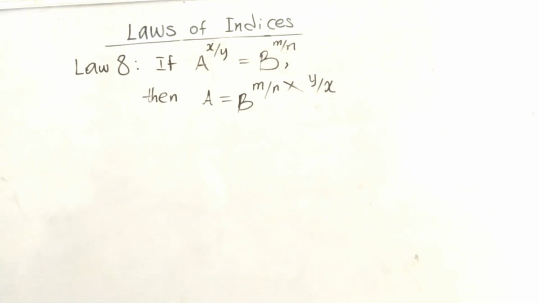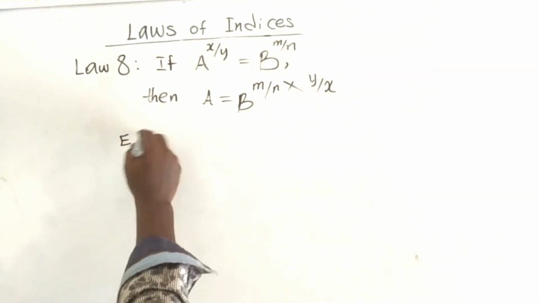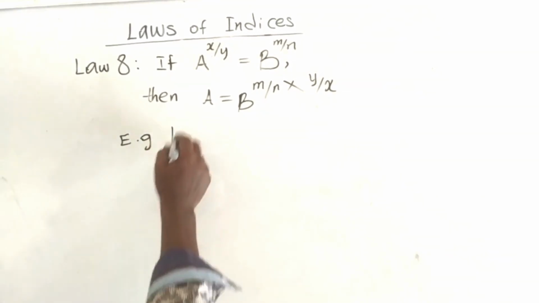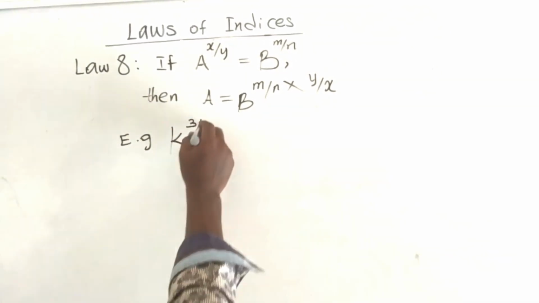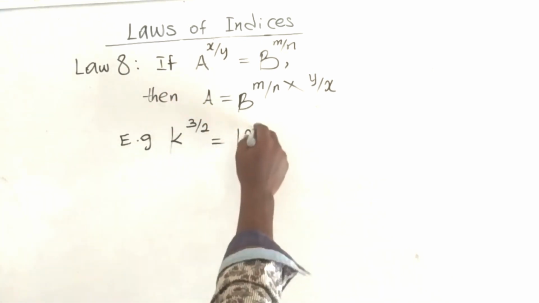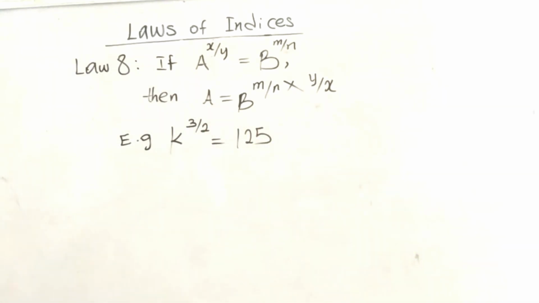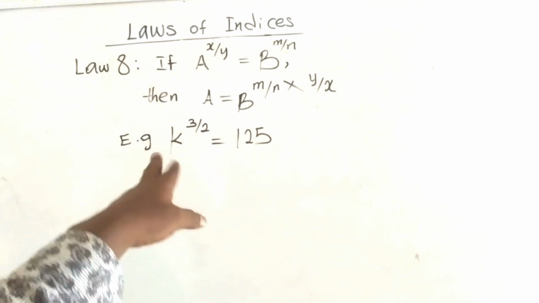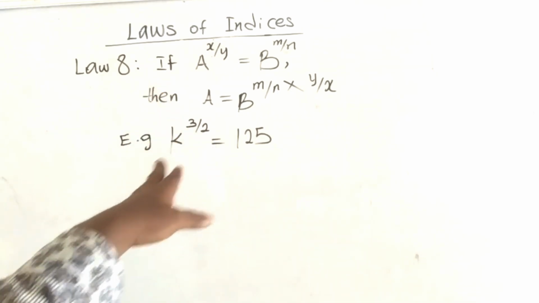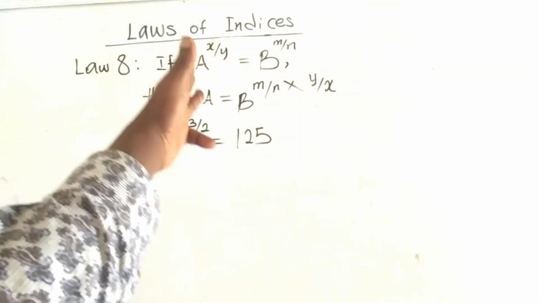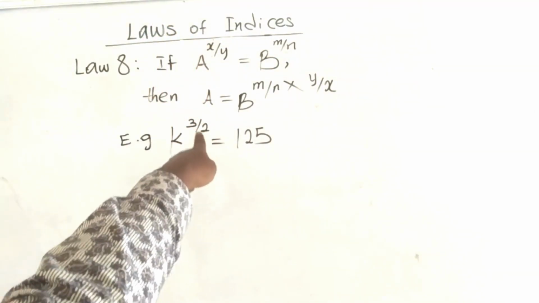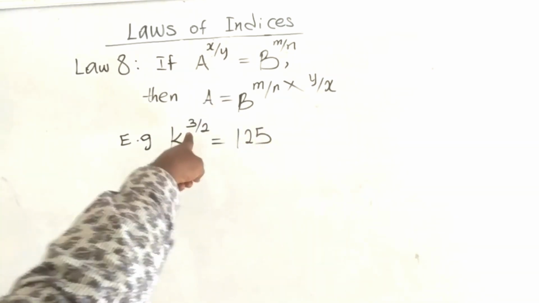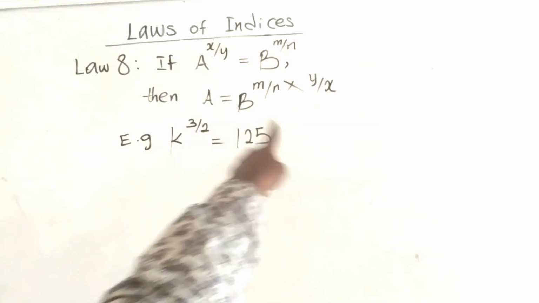For example, given k raised to the power 3 over 2 equals 125, and you have to find the value of k. Just do it the way we explained in the law. You are going to transfer the power of k, which is 3 over 2, to the other side. By the time it comes there, it changes to 2 over 3. No more 3 over 2.